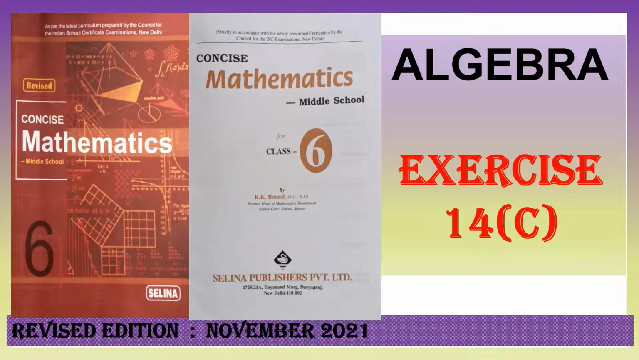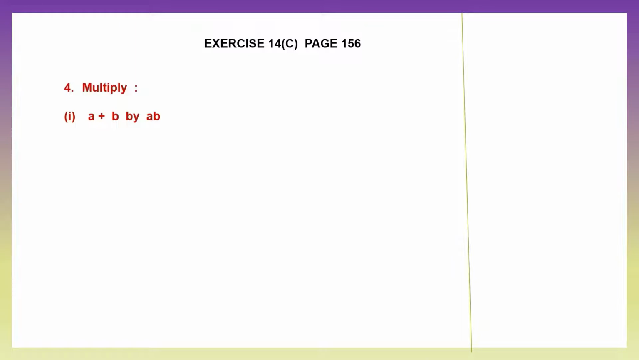Hello students, let's do algebra exercise 14C found on page number 156. So we continue with multiplication. This is question 4, multiply a plus b by ab. So we can put it in columns, a plus b into ab, and then we can multiply.